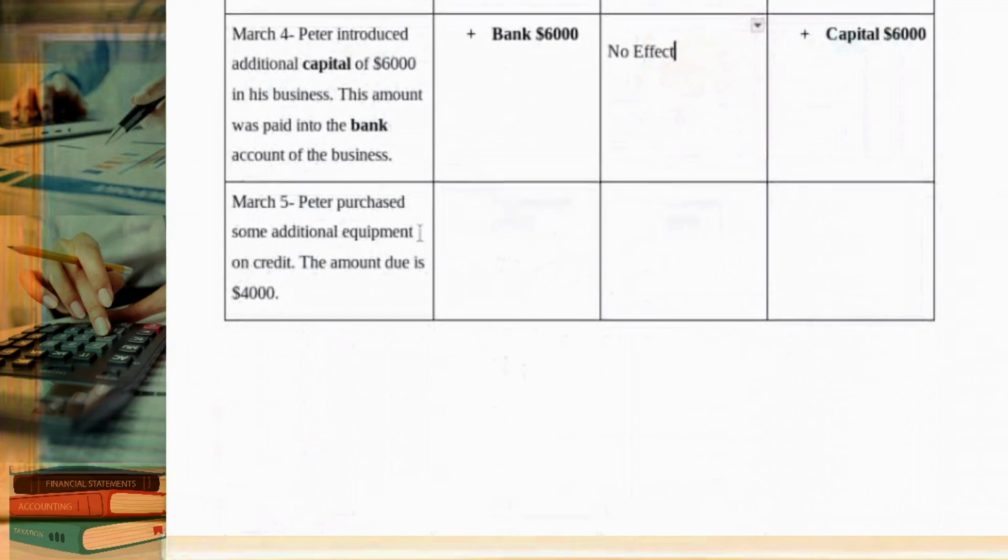Equipment is an asset. So we come to the asset section of the table. And if Peter purchased some additional equipment, this simply means that more equipment is coming in the business. So we're going to have plus equipment $4,000.